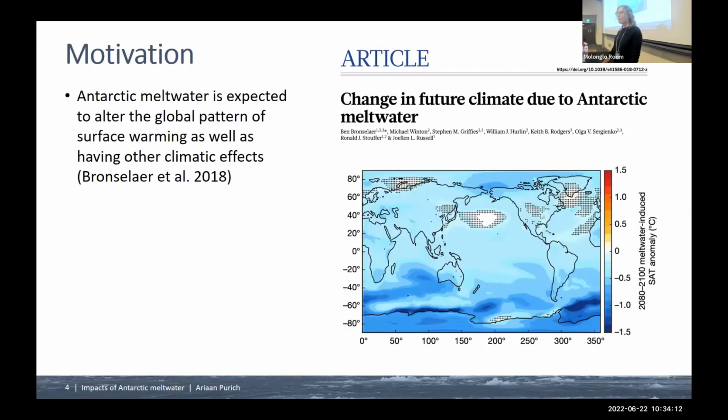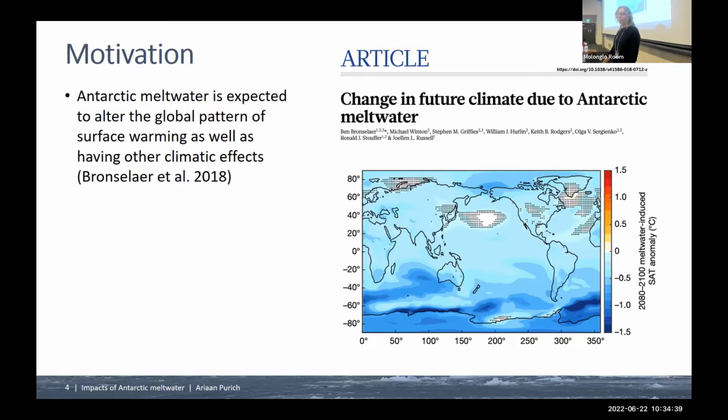An important study has looked at the influence of Antarctic meltwater over the 21st century. So this study by Bronselaer et al. applied additional meltwater around the Antarctic margins in a coupled climate model and looked at the end of 21st century anomalies that resulted from this. And so this map shows surface air temperature anomalies, and you can see that there is a global cooling anomaly resulting from the meltwater around Antarctica. And across the Southern Hemisphere extratropics, we're talking about cooling anomalies of about 1 degree.